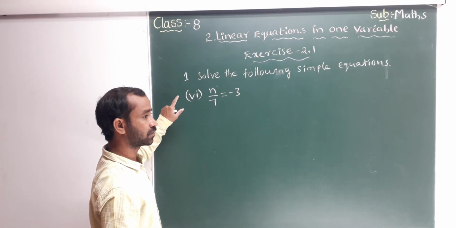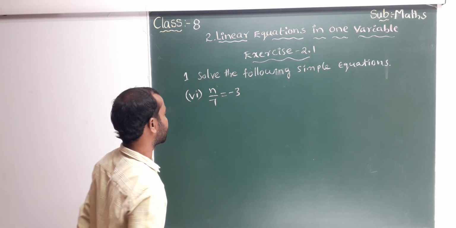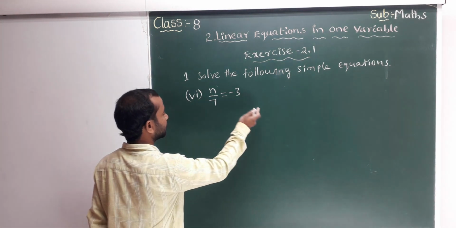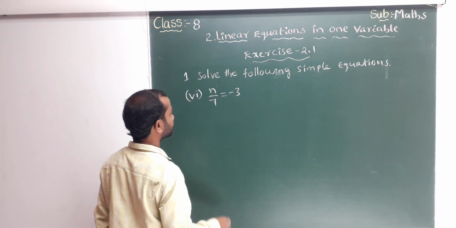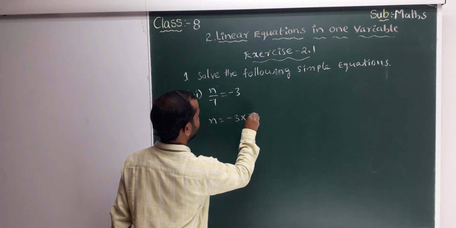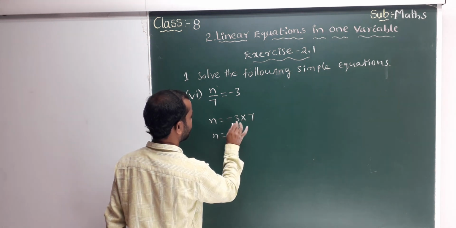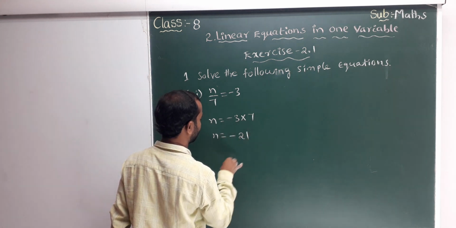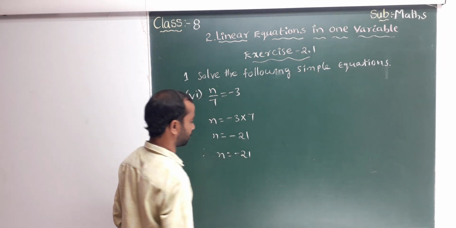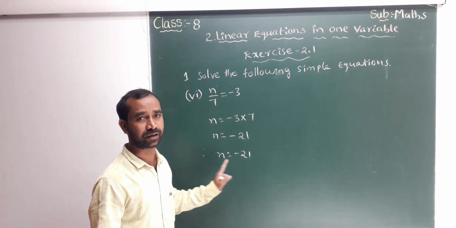Next problem, sixth one, n by 7 equal to minus 3. Here 7 is a division, transposed to the right side it becomes multiply. n equals minus 3 into 7. Minus into plus is minus, 3 sevens are 21. So therefore n equals minus 21. The solution of the given equation is minus 21.